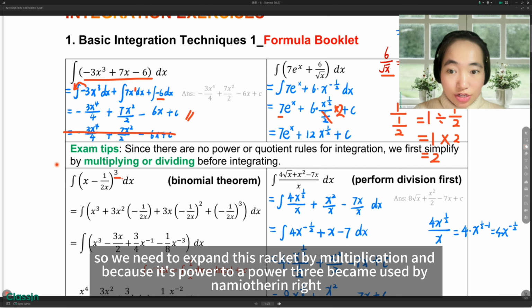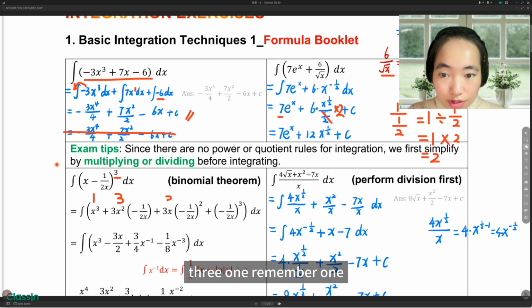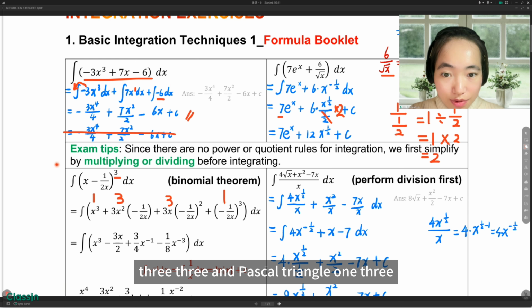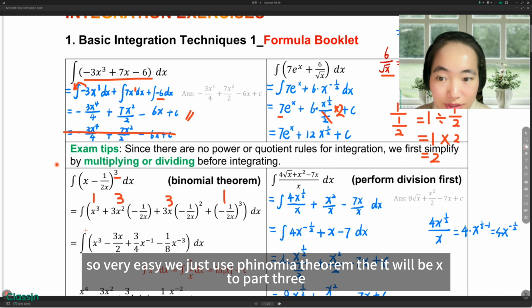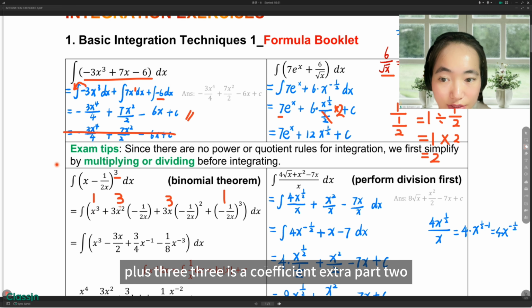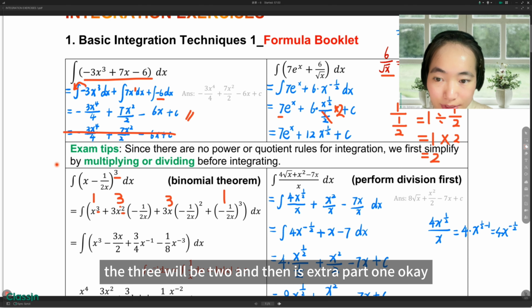expand this bracket by multiplication, and because it's to the power 3, we can use the binomial theorem, right? Remember from Pascal's triangle, the power 3 will be 1, 3, 3, 1. So very easy, we just use the binomial theorem. It will be x to the power 3 plus 3, 3 is a coefficient, x to the power 2. The first term's power decreases by 1, so the 3 will be 2.